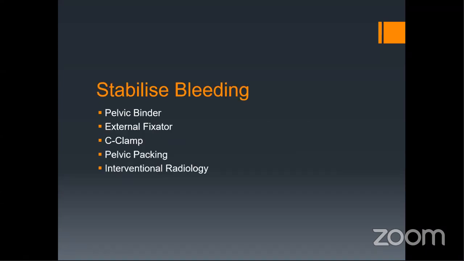So how do you stabilize the bleeding? Well, the mainstay now really is the pelvic binder, and that's been our one device that's changed the management of these patients massively in recent history. The pelvic binder can be a very simple device. It can just be as simple as tying a sheet firmly around the patient. But equally now we see the very fancy pelvic binders that clip on, clip off, and get tied in. External fixators we'll talk a bit about. A C-clamp I'll take you through a little bit, and we'll also talk a little bit about pelvic packing and interventional radiology and where they might come in.